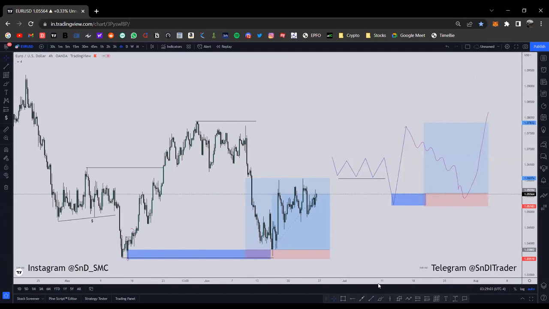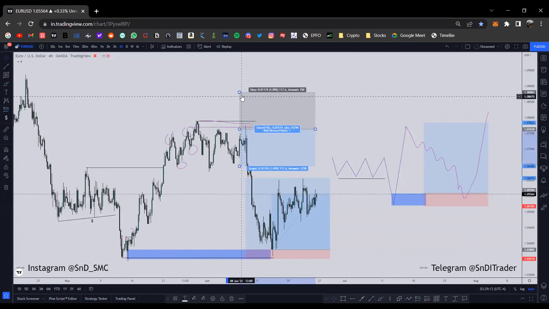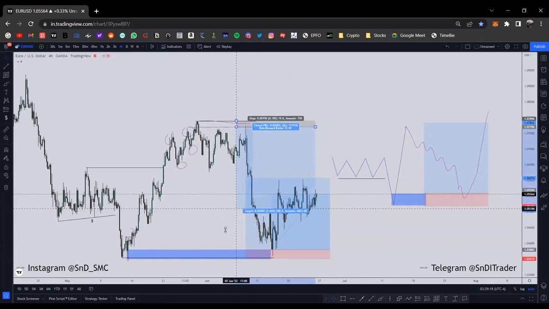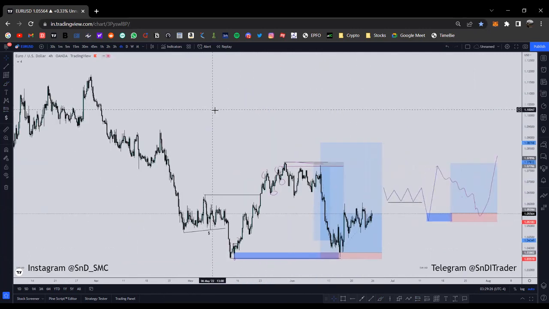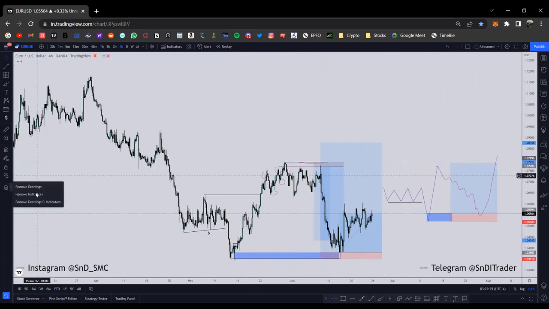So this just became a good sell zone. Entry around here, stop loss above this high, and sells here. As I just explained, you're targeting all these lows, and we had buys around here targeting all these highs. So that is how we see things here.